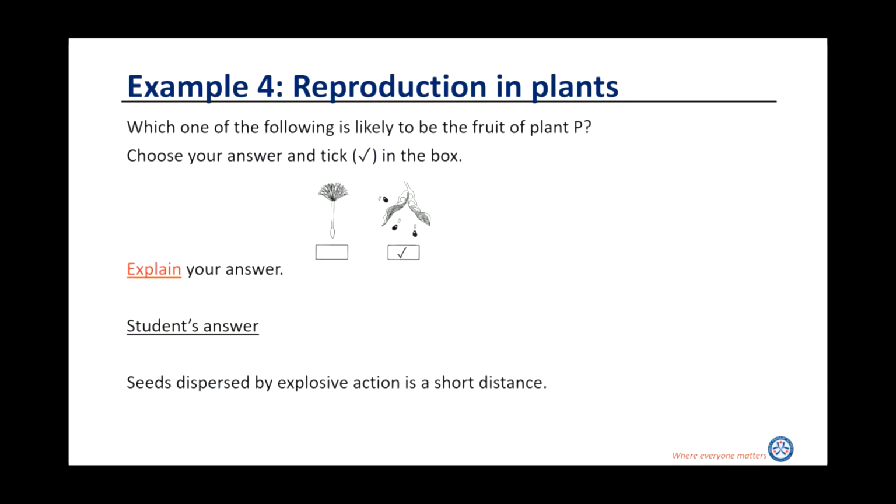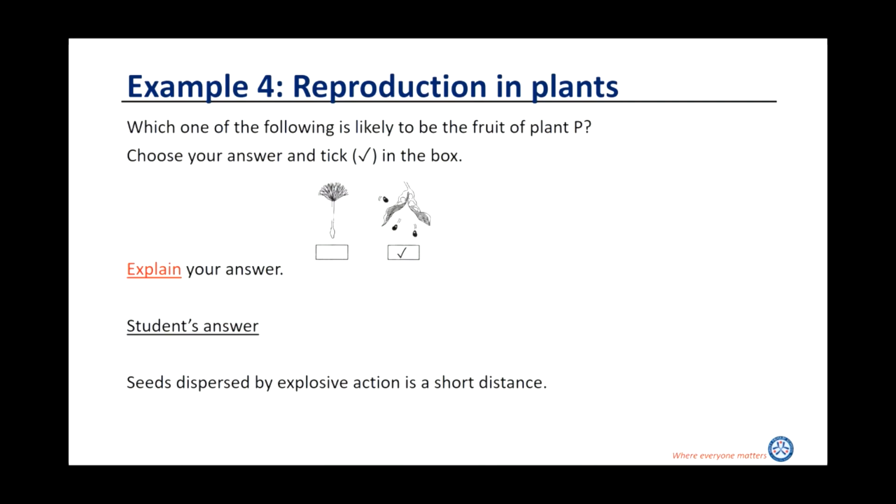Which one of the following is likely to be the fruit of plant P? Choose your answer and put a tick in the box. As we discussed, the young plant P is found at a nearer distance from its parent plant compared to young plant Q. Therefore, when we look at the two options given, which are dispersal by wind on the left and dispersal by explosive or splitting action on the right, the fruit of plant P is most likely to be dispersed by splitting action because of the proximity of young plant P from its parent plant compared to young plant Q.